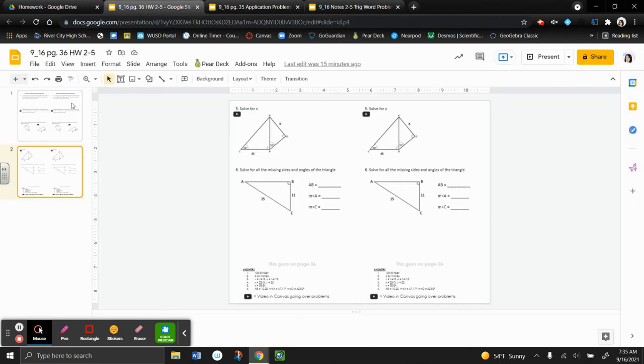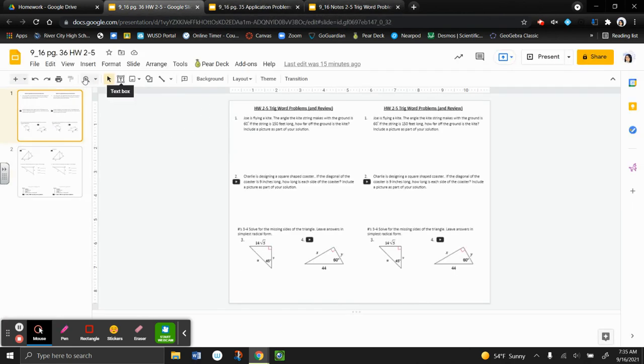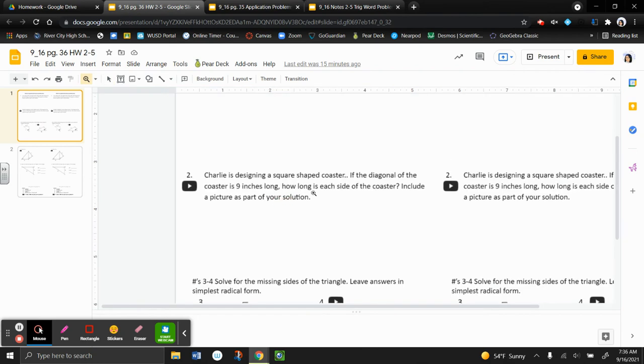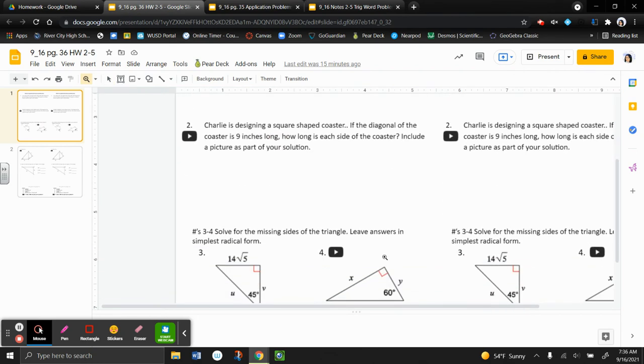All right, so now let's take a look at the homework. All right, so number 2 says Charlie's designing a square-shaped coaster. The diagonal is 9 inches long. How long is each side of the coaster? So this is similar to the Valentine's card that we just did.